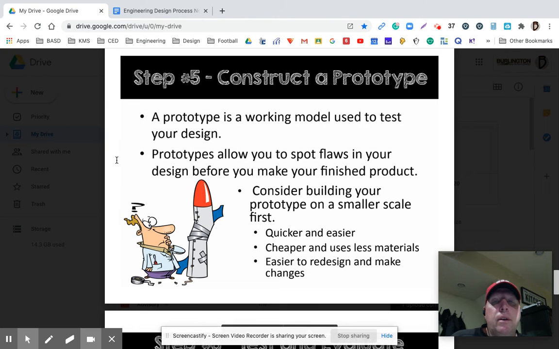Step 5, construct a prototype. A prototype is a working model used to test your designs. Prototypes allow you to spot flaws in your design before you make your finished product. Consider building your prototype on a smaller scale. Well, why would you do that? Well, it's quicker and it's easier. It's cheaper, it uses less materials, and it's easier to redesign and make changes.